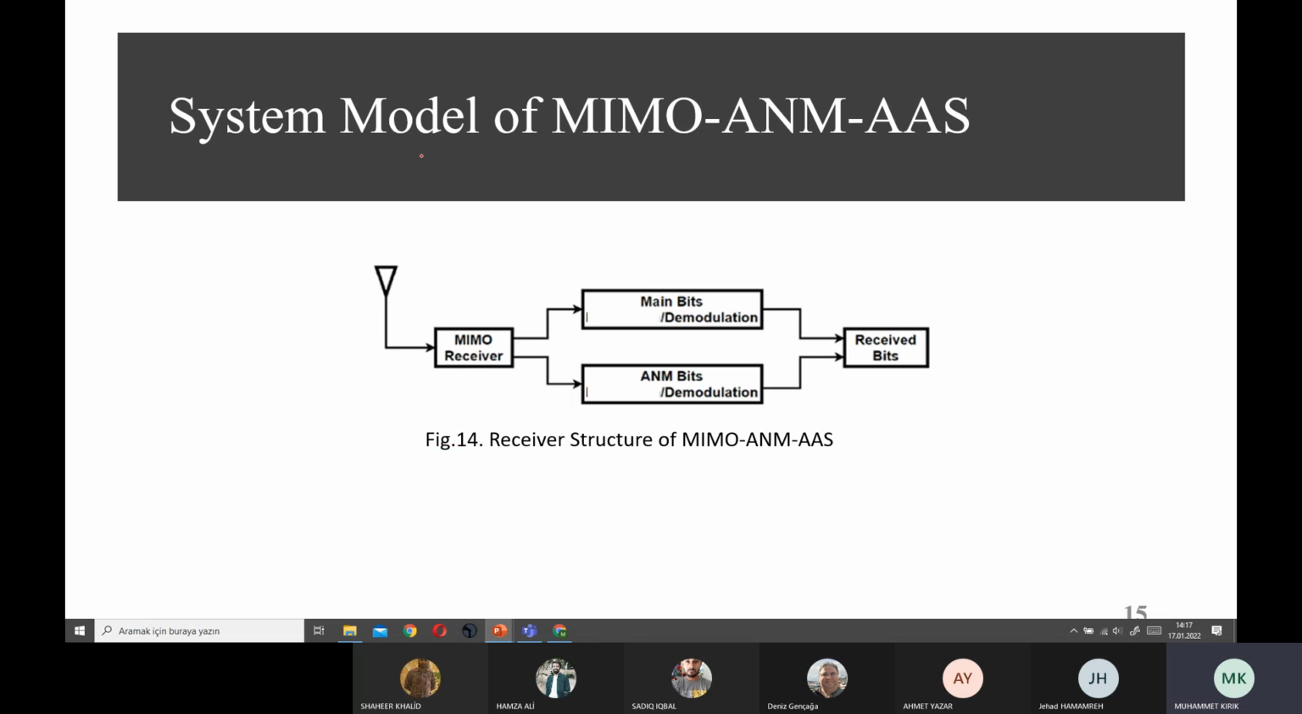And this is the receiver structure of the proposed antenna number modulation and adaptive antenna selection. We are demodulating the main bits and the ANM bits group separately, and to do that we are using an ML detector, the maximum likelihood detector, and eventually we are coming up with our received bits.